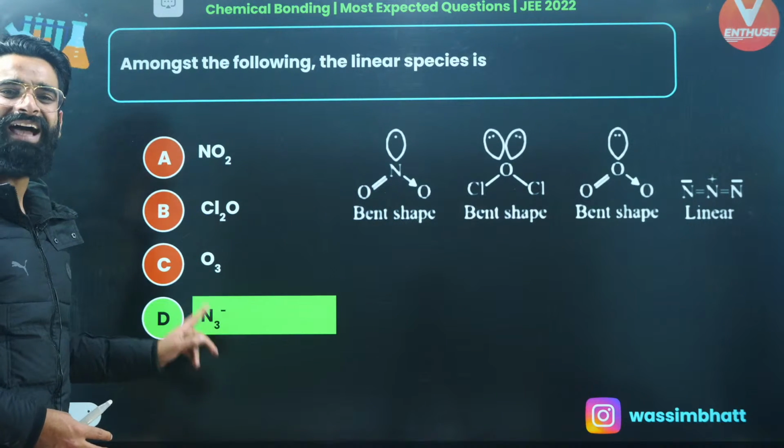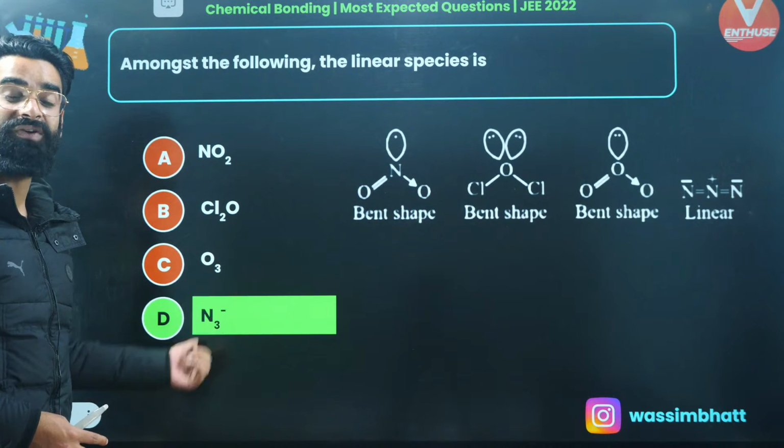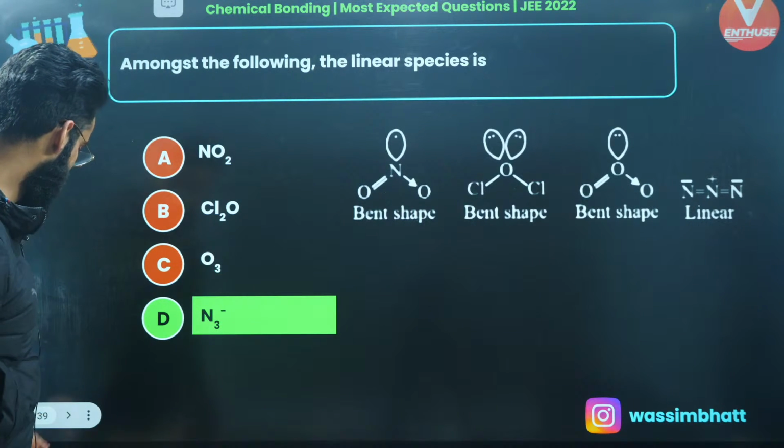And one more example, that is I3 negative. That's also asked, right? I3 negative, that's also linear, right? Do remember that as well.